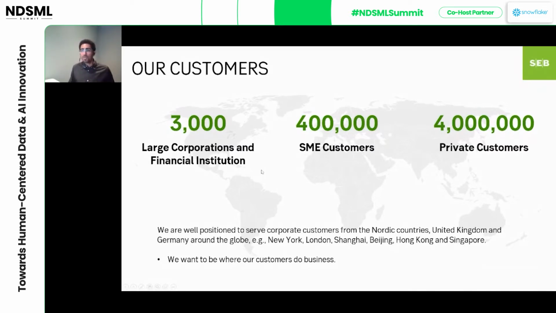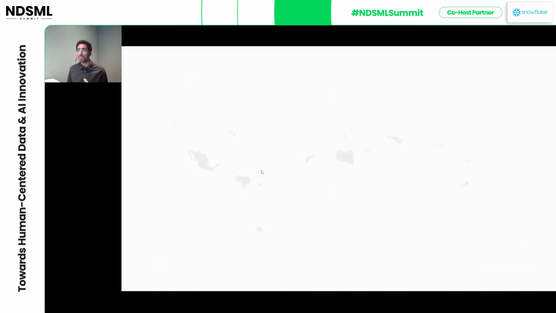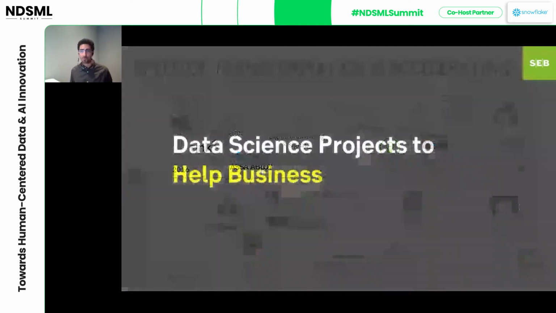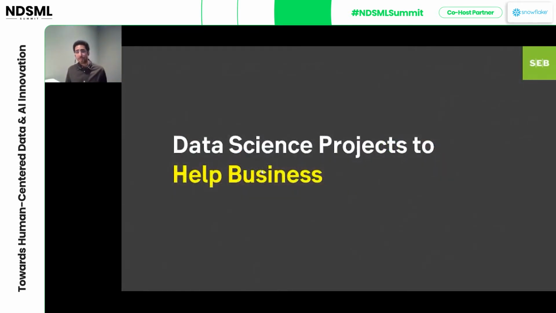But anyway, our goal is a world-class service to clients, and in order to do that, we have different types of initiatives in the bank. You can see some of them from 2016 to recently. One of the latest ones was a collaboration with Google Cloud. Also, same as many other companies, we have data science initiatives, competence and projects.